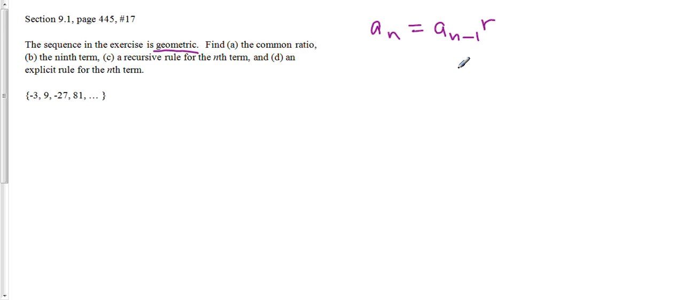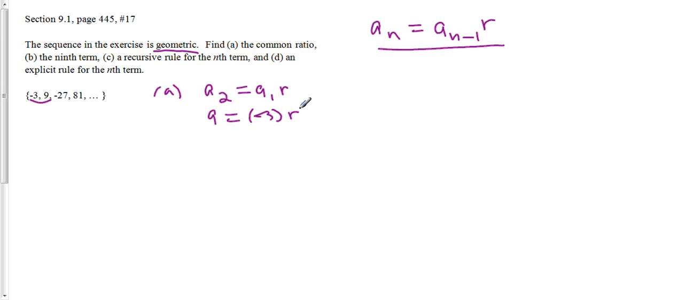Well, let's start by answering part A and finding our common ratio r. We can use this definition and compare any two terms in the sequence. I think it's usually a good idea to just compare the first two terms. So we're going to have a2 is equal to a1 times r, right from this definition up here. a2 is my second term, which is 9. a1 is my first term, which is -3, times r. To get r by itself, I'm going to divide both sides by -3, and we end up with an r value of -3.